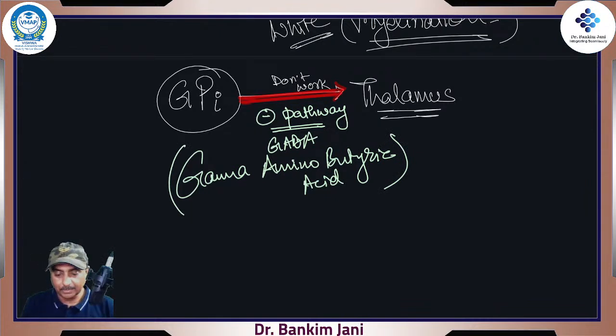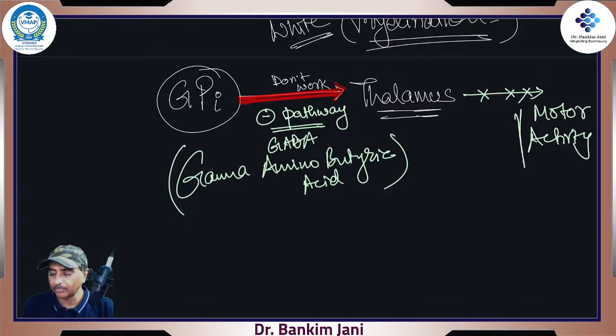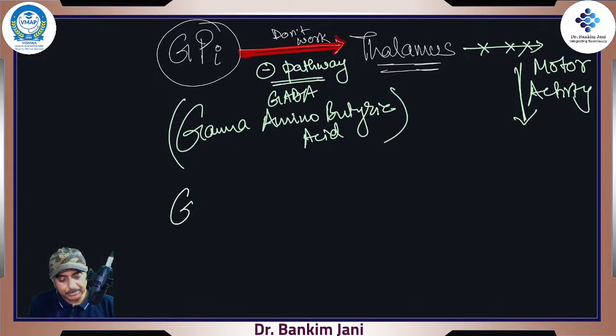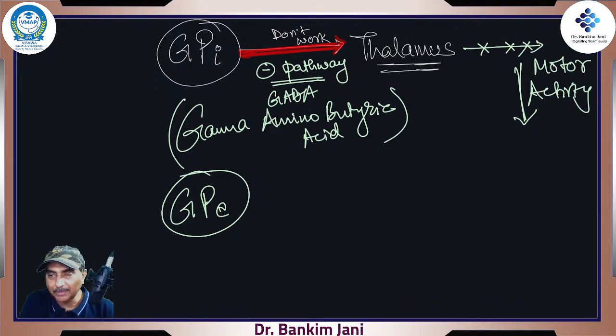This is a neurotransmitter, but when it talks to thalamus, it will stop the thalamus, right? So thalamus won't be sending any activity impulse to the motor region. So motor activity would be eliminated or decreased. What would happen when the GPE comes into picture? GPE comes into picture. Now see, GPE tells that I don't want to talk to thalamus directly.